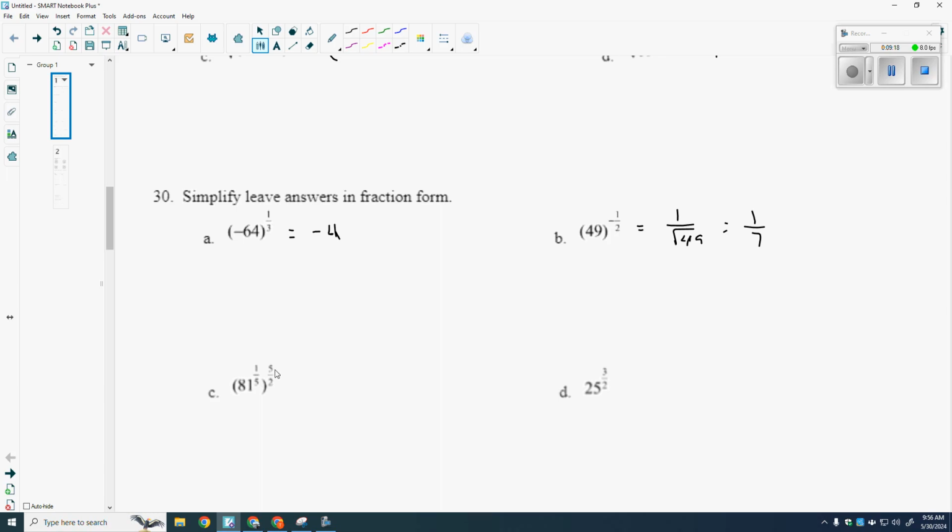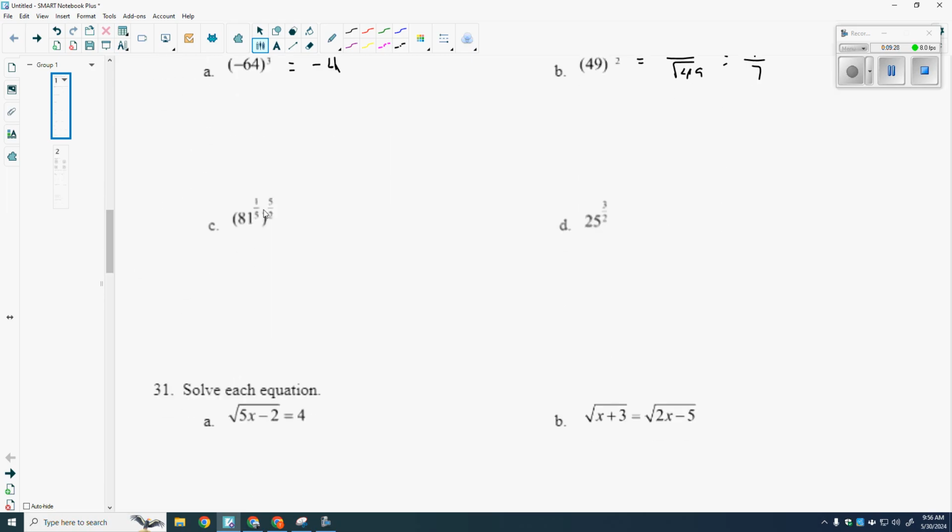When you have a power raised to a power, well, I could look inside. Do I know what the 5th root of 81 is? No, not off the top of my head. So I'm going to see if it becomes easier by doing my power rules and multiplying the power times the power. The 5s are going to go away, and this becomes 81 to the 1/2. Well, now it's much easier. That's the square root of 81, which is 9.